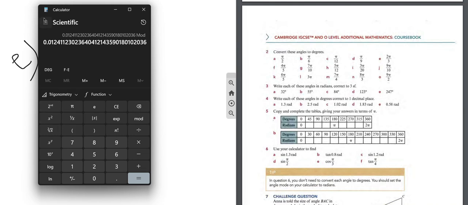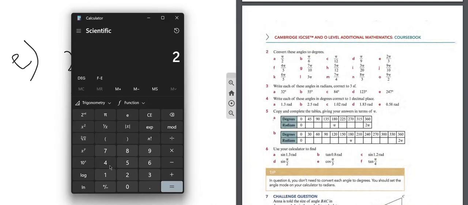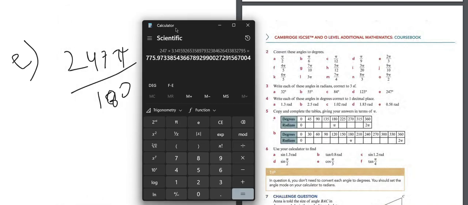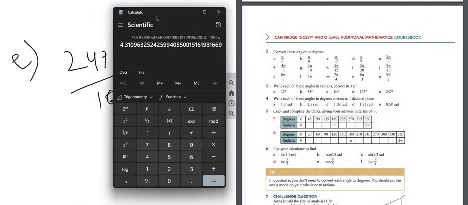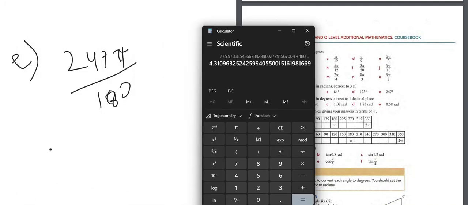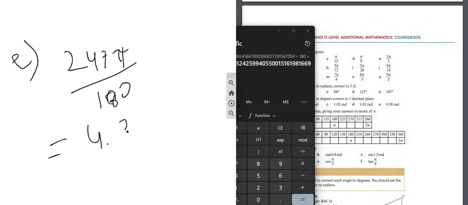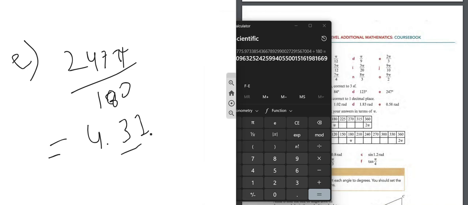You just have to do it. 247 times pi, we will do. So 775 and then divided by 180. 4.3109. Okay, 4.31 you can write. Yeah, we will write 4.31. 4.31 is going to be your answer.